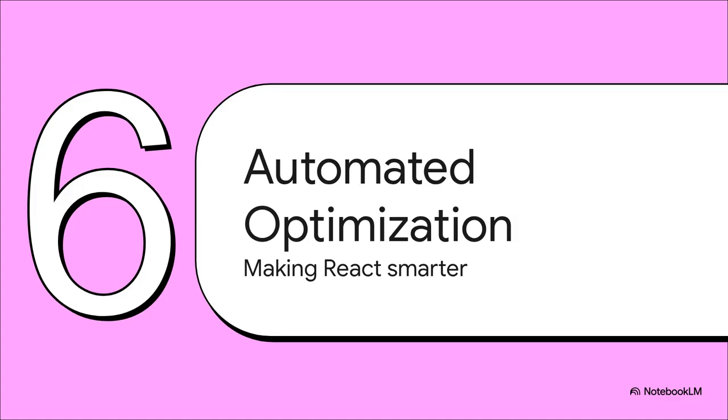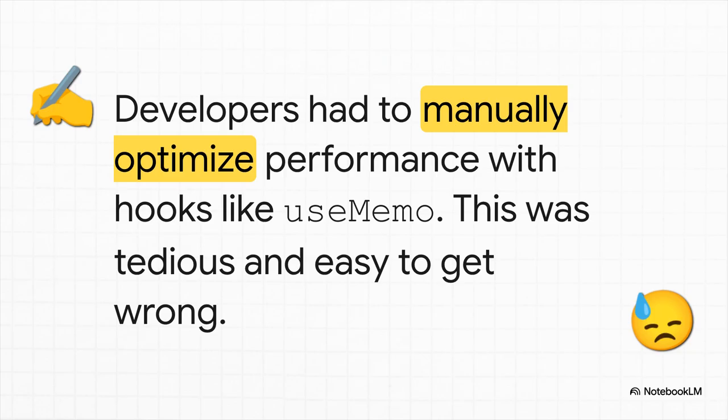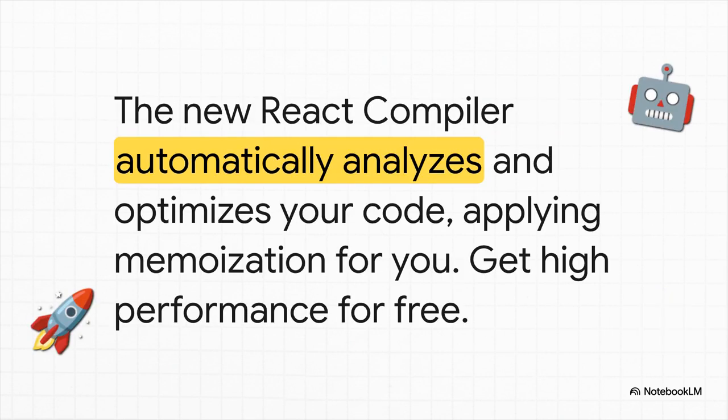And finally, let's look ahead to the future with automated optimization and see how React is about to get even smarter so we don't have to be. For years, as our apps got bigger, making them perform well was kind of a manual chore. Developers had to carefully wrap pieces of their code in special hooks like useMemo and useCallback to stop React from doing extra work. It was tedious, it made the code harder to read, and honestly, it was really easy to mess up. But that's all changing.